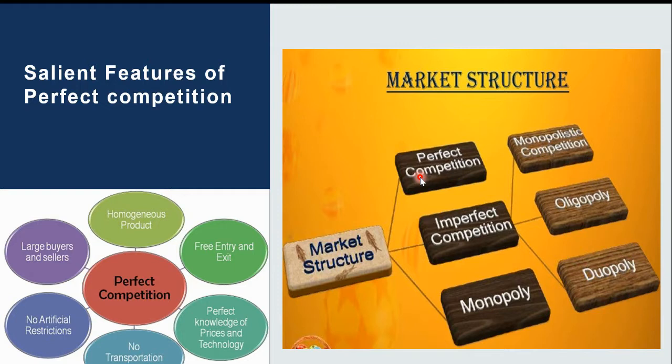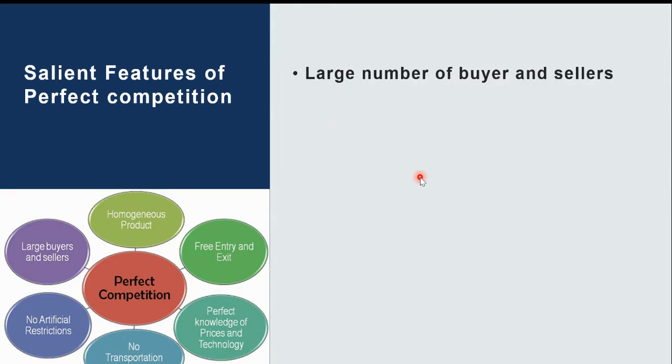So let us see the salient features of perfect competition. I will be explaining the same points again. What are the salient features of perfect competition? Large number of buyers and sellers. That's the first point. A large number of buyers implies that each individual buyer buys a very, very small quantum of a product as compared to that found in the market. So, what do you mean by large number of buyers?